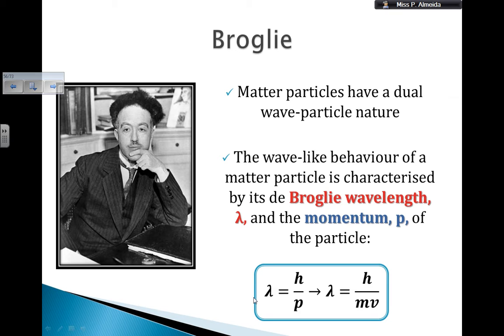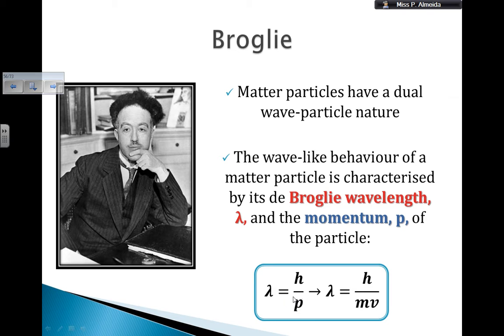And then he said the wave-like behavior of a matter particle is going to be characterized by the wavelength. And because de Broglie is the guy that is bringing this up, it is called the de Broglie wavelength. This behavior is also going to be characterized by the momentum p, so wavelength, this is the symbol by the way, lambda, and the momentum p of the particle. So he said that the wavelength is going to be equal to h, Planck's constant, 6.63 times 10 to the power of minus 34 joule seconds, divided by the momentum p, okay?